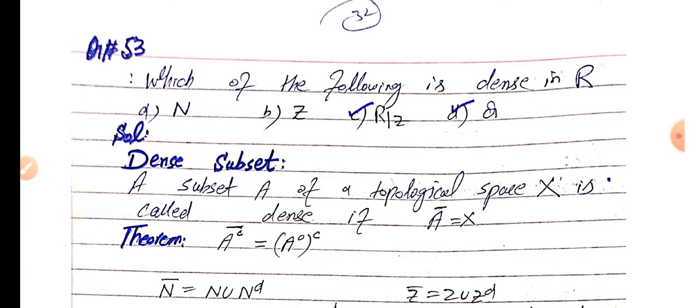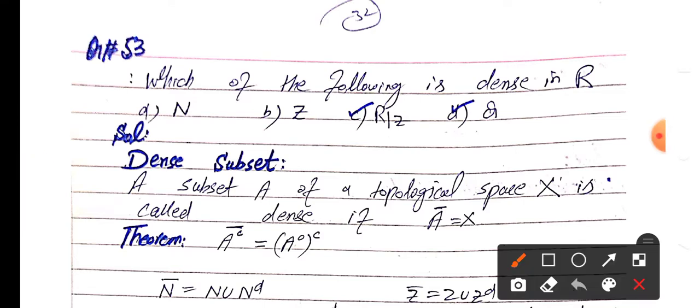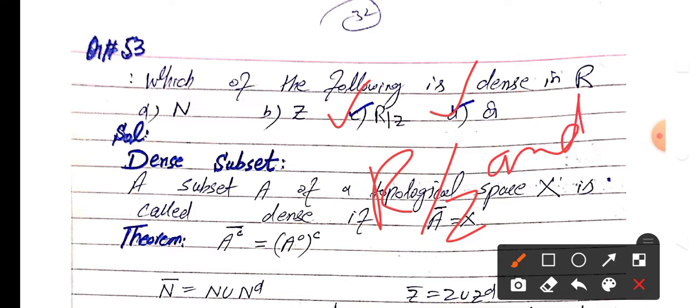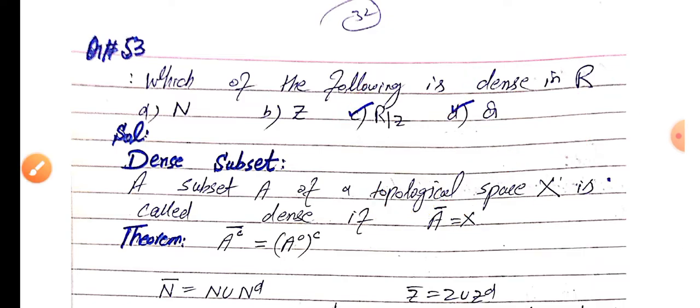53. Which of the following is dense in R? So the correct options are C and D. R by Z and Q is the correct answer.